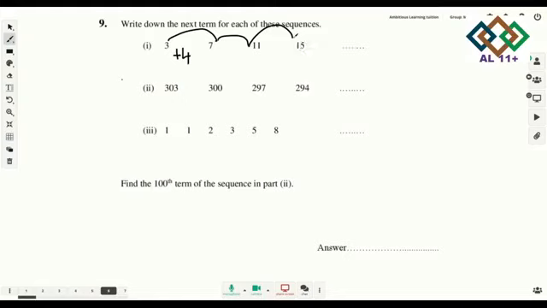So what would be the next one in this? 3, 7, 11, and 9. You're working out the sequence in this one. The next one would definitely be 19.